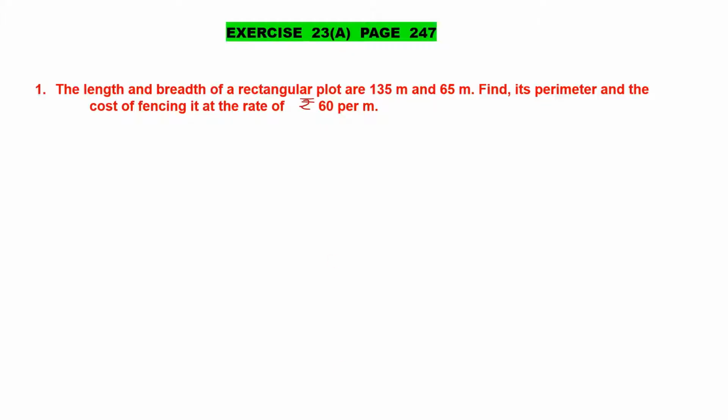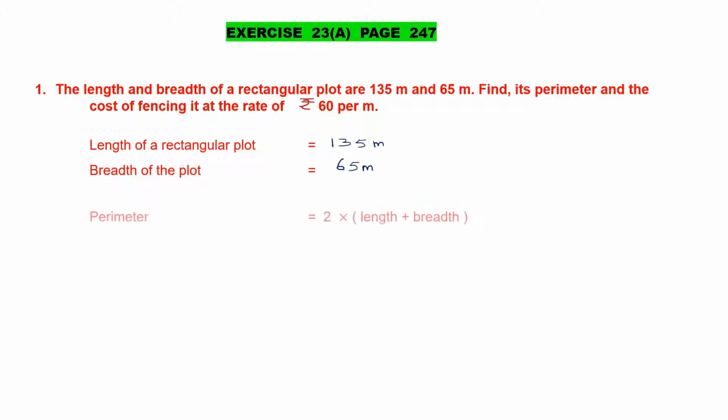So let's begin our statements. So the first statement is length of a rectangular plot. What is the length of the rectangular plot? 135 meters. The breadth of the plot is 65 meters. Now we have to find its perimeter and this is the formula for perimeter. 2 into length plus breadth. So we're going to substitute length and breadth with the values given to us. Length is 135 meters and breadth is 65 meters.